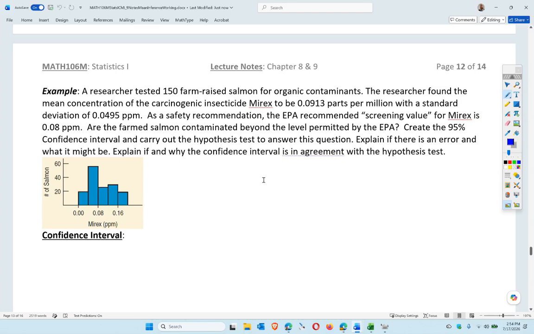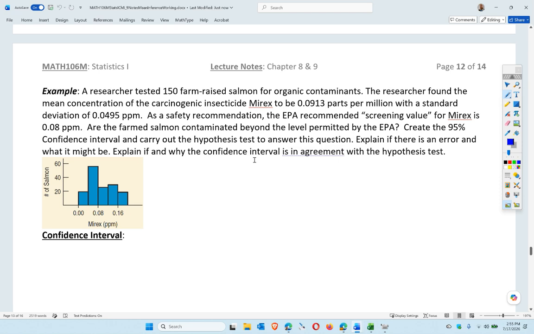Okay, so for our second example of mean inference, we're going to do one about fish. A researcher tests 150 farm-raised salmon for organic contaminants. The researcher found that the mean concentration for the carcinogenic insecticide Murex to be 0.0913 parts per million, with a standard deviation of 0.495 ppm.